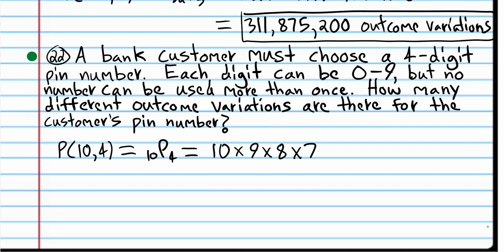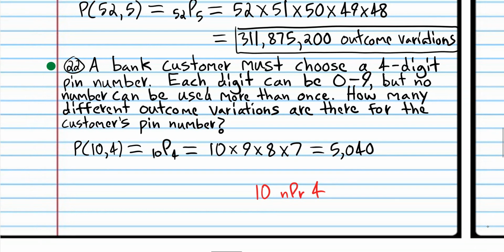So again, we can go to the calculator, enter 10, press the math button at the upper left, use the right arrow key to go to PRB, use the down arrow key to go to NPR number 2, and then enter number 4. So what you should see is 10 NPR 4. And if you press enter, you should get 5,040 outcome variations.